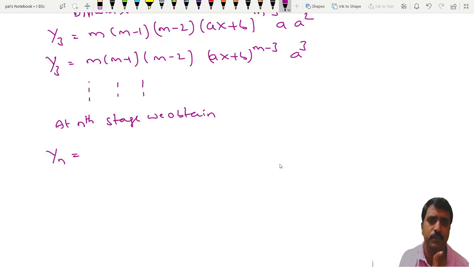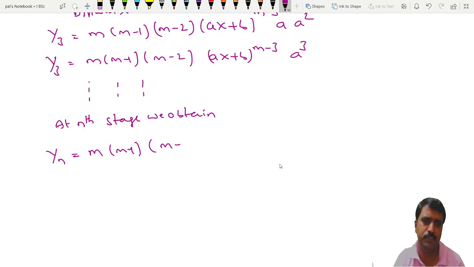How many factors should come in yn? n factors should come. So you can write that as m into m minus 1 into m minus 2 into and so on. That last factor is m minus... see, here if it is 3, there is minus 2. So if it is n, the number should be 1 less than n, so it should be n minus 1.